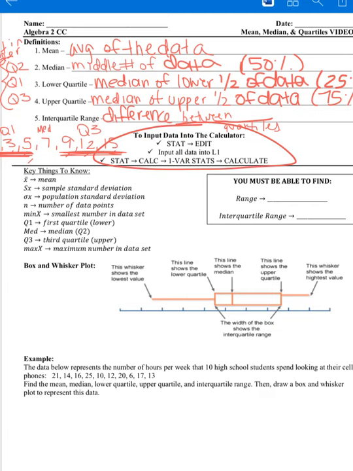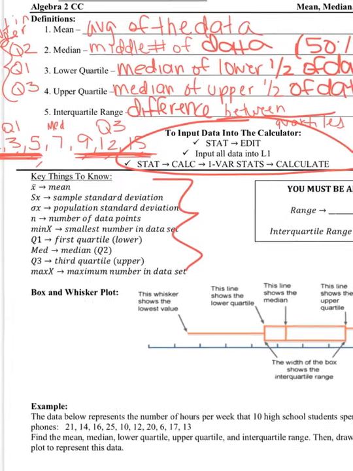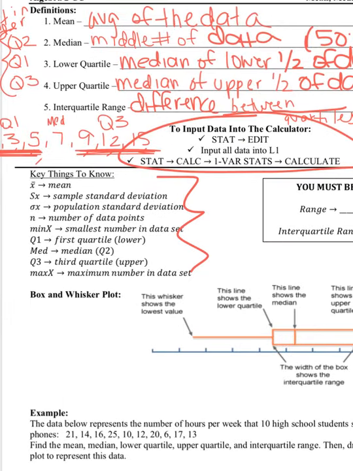Now, when you press calculate, you're going to see a whole bunch of stuff pop up on your screen, and that's all these key things to know. We're going to go through one thing at a time as the week goes on, but it's pretty straightforward aside from the standard deviation thing. x̄ is the mean, Sx is the sample standard deviation, σx is the population standard deviation, n is the number of data points, so how many things you entered into the calculator, and then the rest is what we've talked about already.